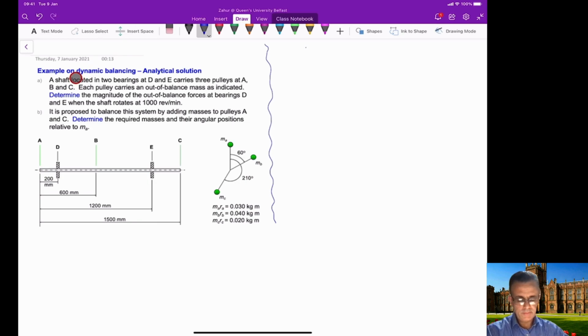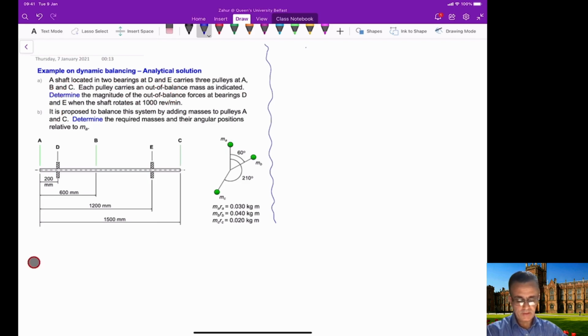Today we will be discussing this example here. So the first part is exactly the same as we discussed in the previous lecture, and we solved the first part using graphical procedure. Today we will be discussing the analytical procedure.